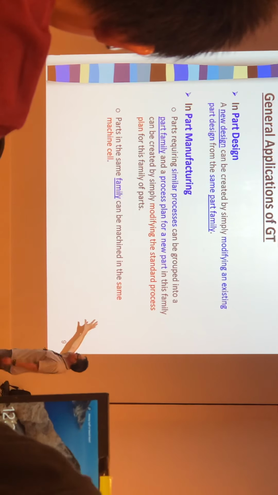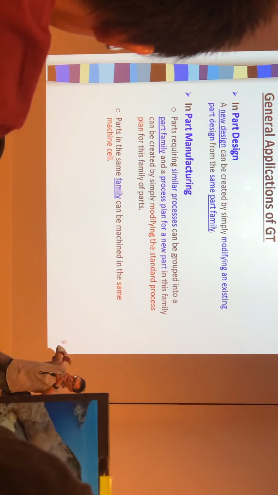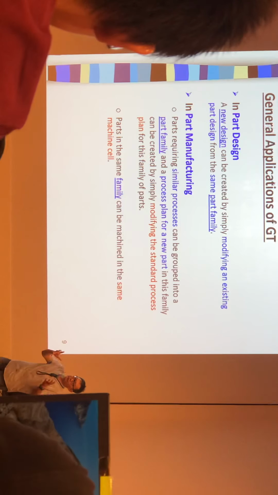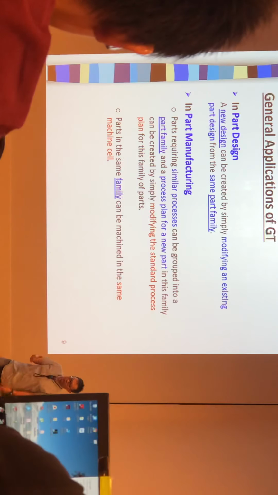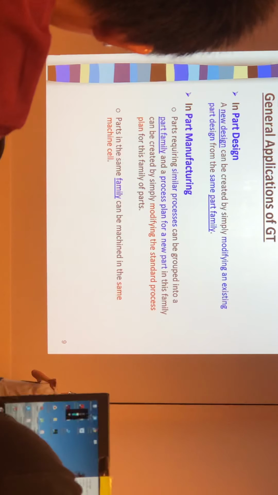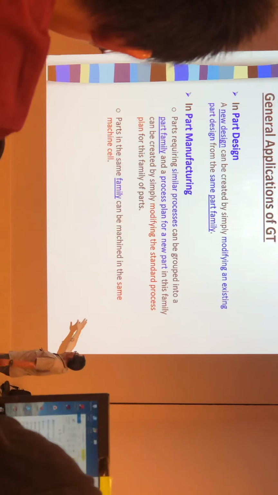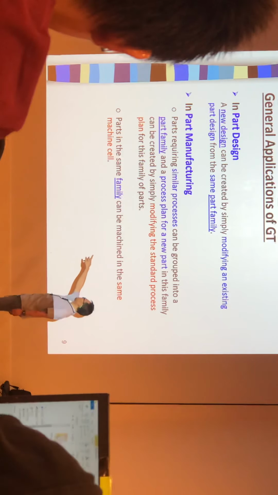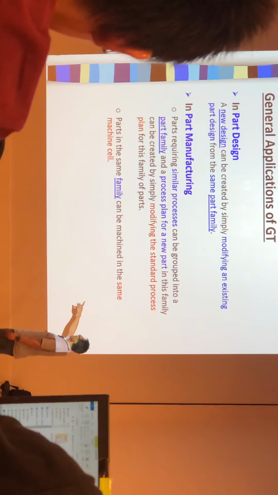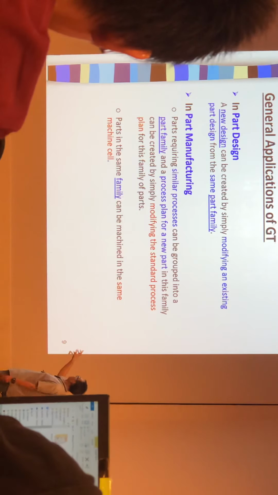In part manufacturing, if we identify a part family, we call it a manufacturing part family, which means the members share similar fabrication steps or similar fabrication processes. So what you can do is, parts in the same family can be combined into a so-called machine cell.